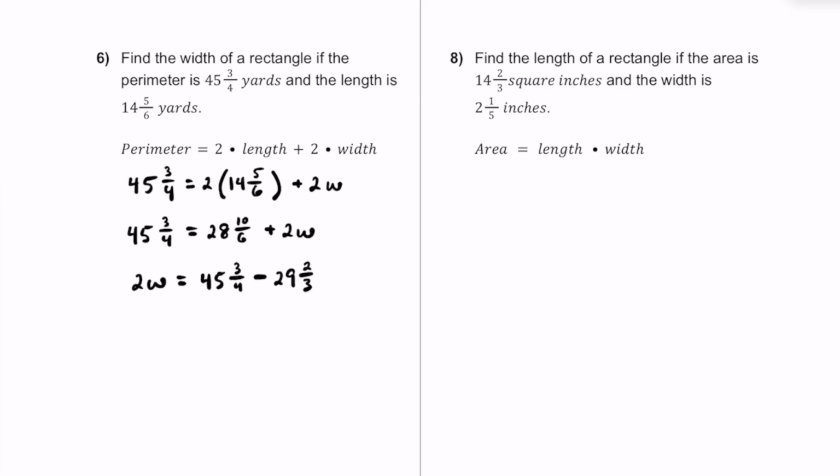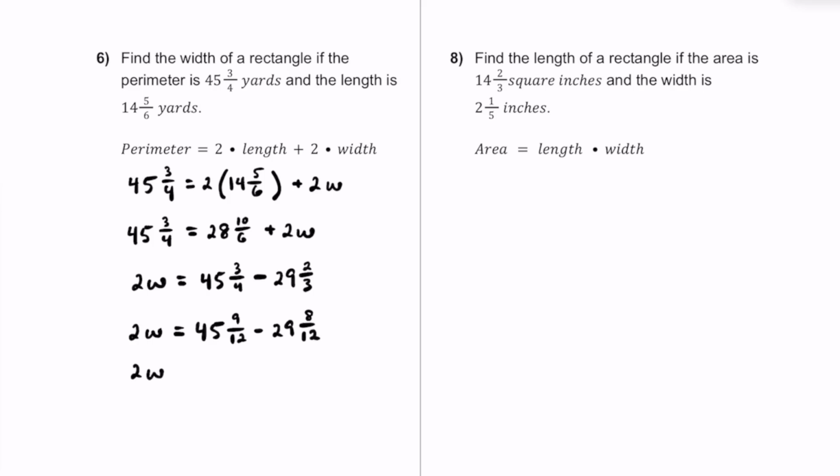Okay, to subtract these 2 fractions here, we want some common denominators. So we know if you do 2 of these widths, that's going to be equal to 45, and let's go to 12ths here. So it's going to be 9/12 minus 29, and I think this is going to be 8/12, right? All right, so let's subtract these now.